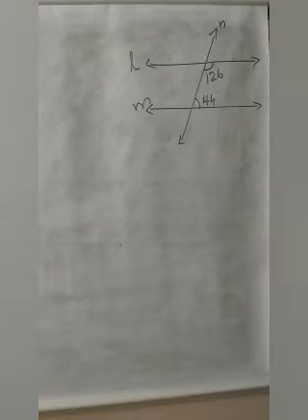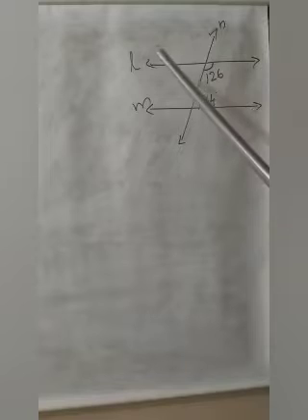So, in order to prove the given two lines are parallel, we have three conditions. What are they? Either we have to prove each pair of corresponding angles are equal, or alternate interior angles are equal, or the interior angles on the same side of the transversal are supplementary. So, if we are able to prove any of these three conditions, then we can say the given lines will be parallel.